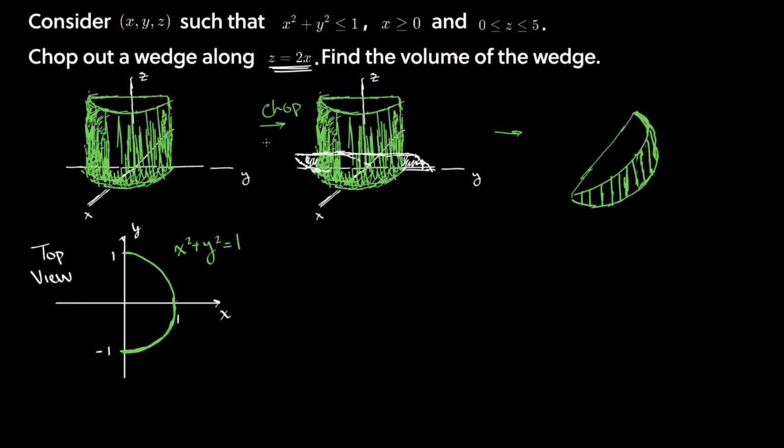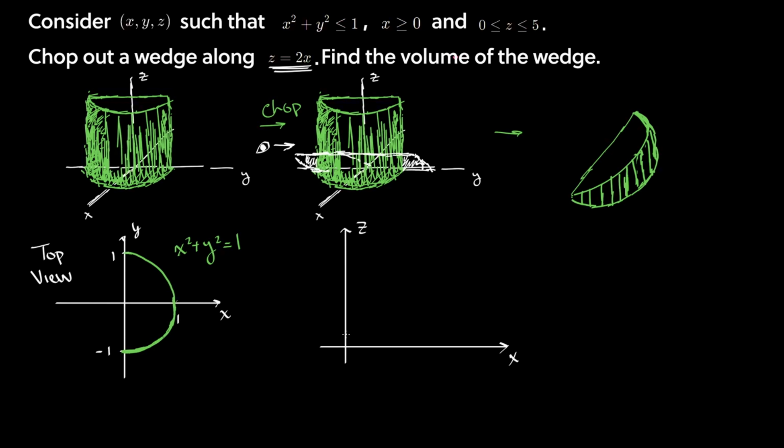If we were to take our eyes and look at our log from this point of view here, this angle, we would see the following. We would see the positive x-axis, and we would also see the positive z-axis. And then all we need to do is plot this line here. z is equal to 2x.